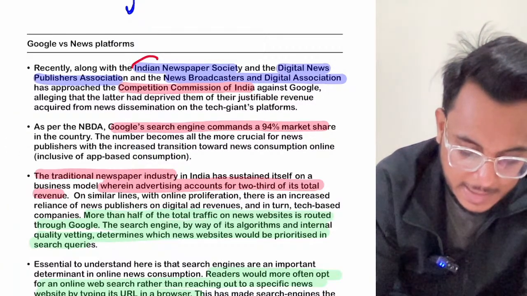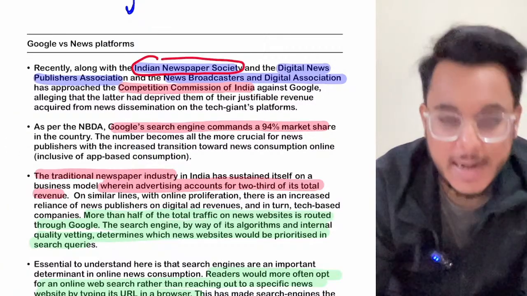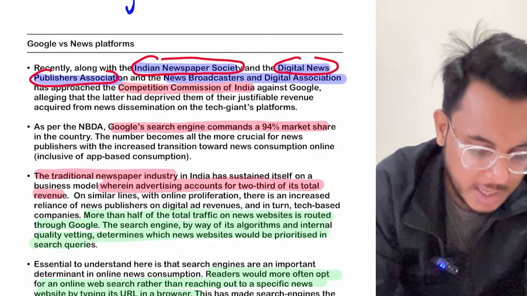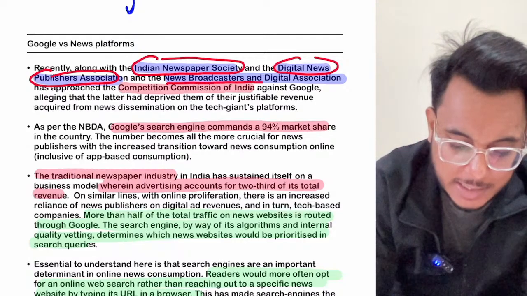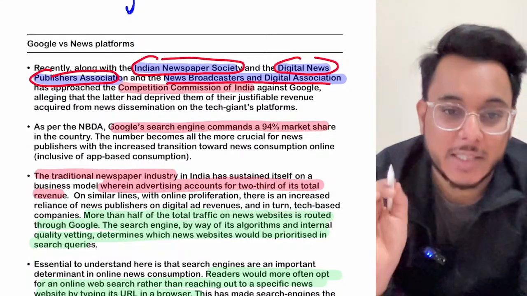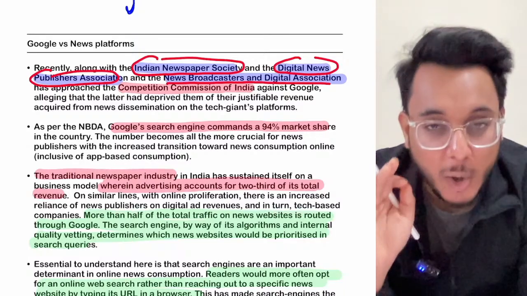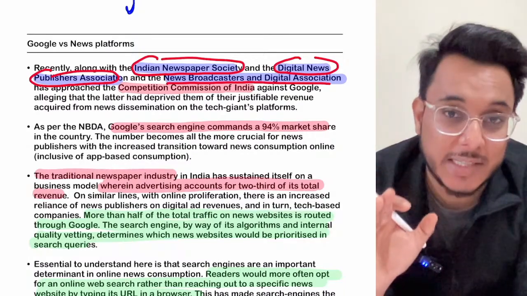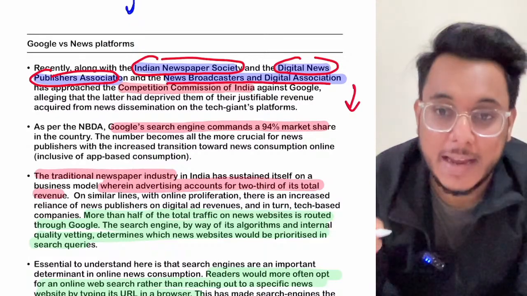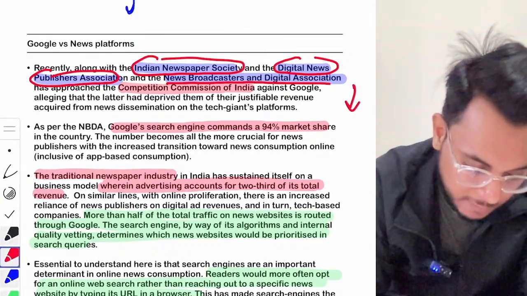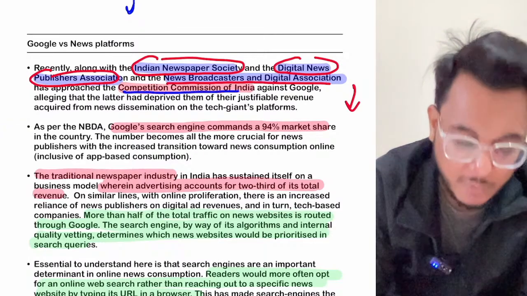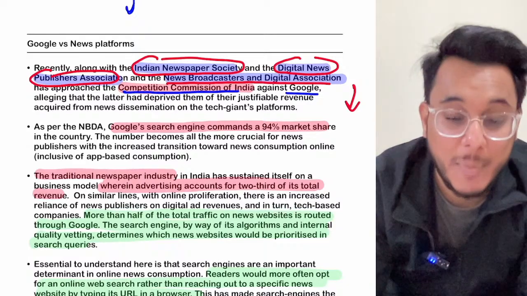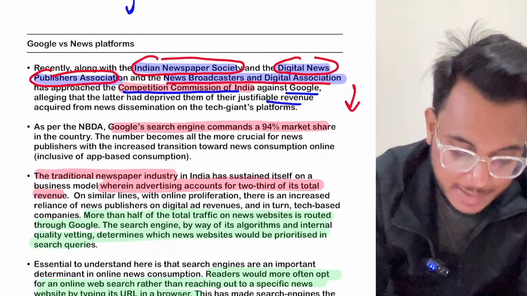Recently, three organizations: the Indian Newspaper Society, the Digital News Publisher Association, and the News Broadcasting Digital Association, have stated that because of Google's activity, the revenues of publishing agencies and news agencies have declined. They have even approached the Competition Commission of India, asking that action be taken against Google because their revenues have declined.